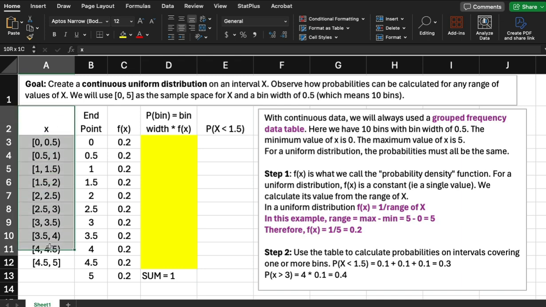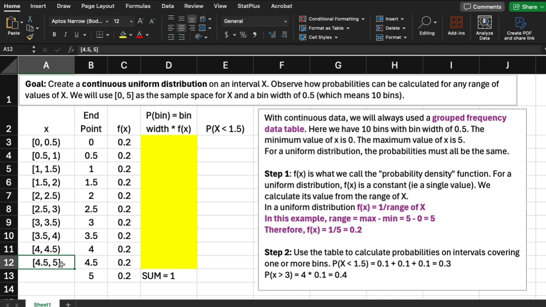Okay, so first you want to set up your x's in column A. Square bracket 0, comma 0.5, and then you put a curved bracket or a parenthesis to the right of that. So 0 to 0.5. The second bin is square bracket 0.5, comma 1, and then put a curved bracket to the right. So each of these has a bin width of 0.5. And just keep typing those in all the way down until you get to the last value of x that we can even allow.